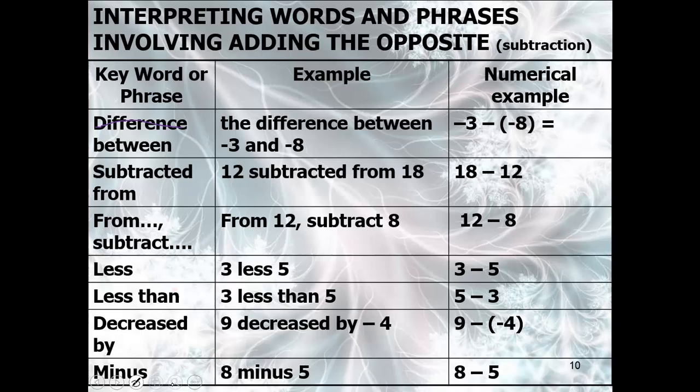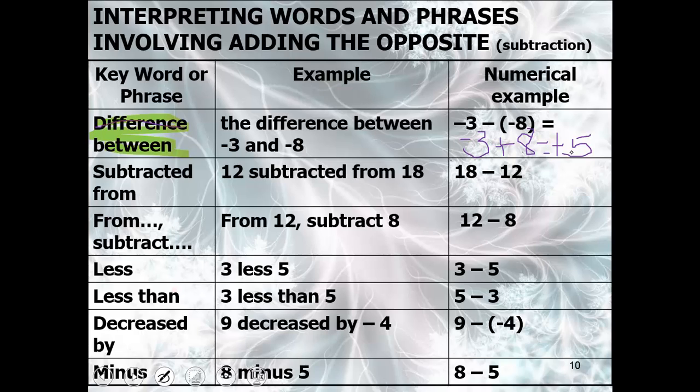When you see "difference between," that's going to be a keyword that's going to help us add the opposite. So we would write the difference between -3 and -8. We might want to write it as -3 minus 8, but then we're going to want to change it to add the opposite: -3 plus, add the opposite, 8. I have different signs, so I take their difference. That's 5. And I ask myself, what do I have the most of? Do I have more positives or more negatives? I have more positives.